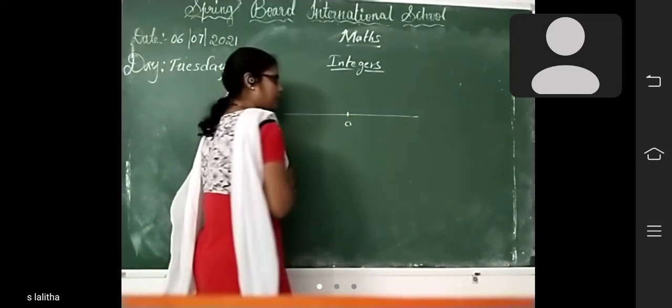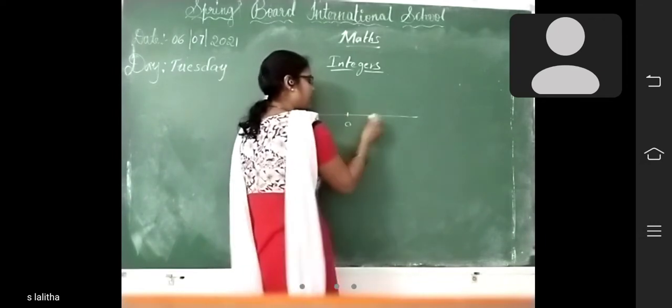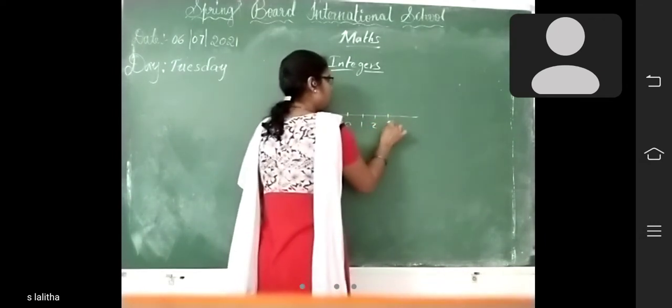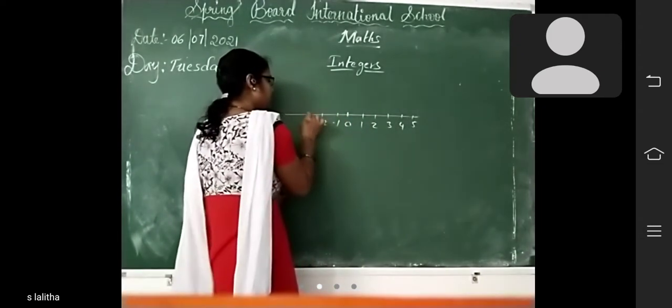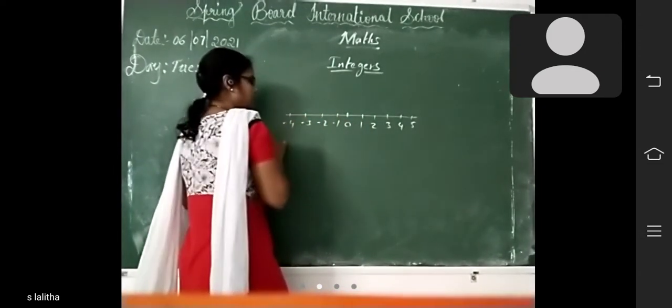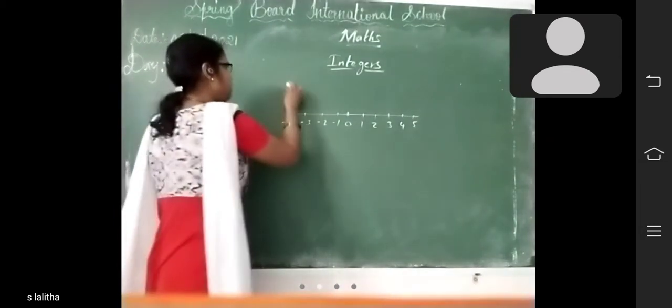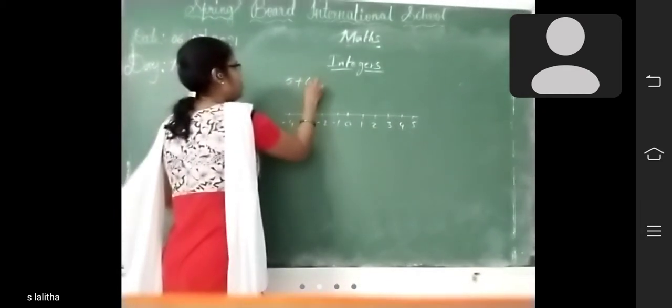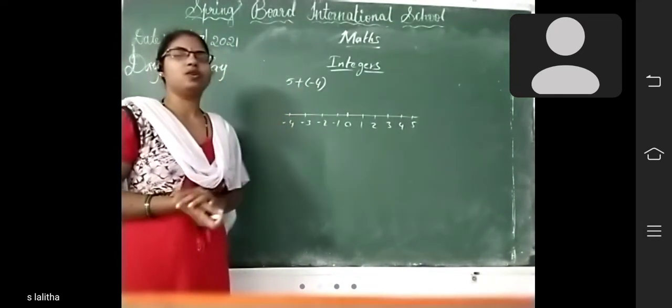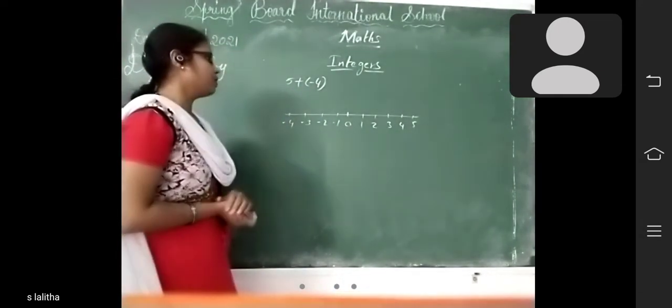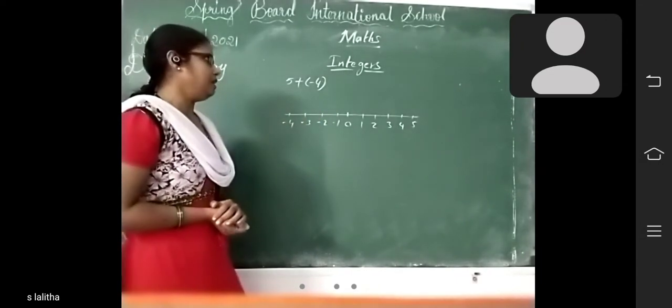First you should draw the number line. In the middle of the number line you should write 0. On the right side we are having positive numbers and on the left side of 0 we are having negative numbers. Suppose I give 5 plus of minus 4. How should you draw it on the number line?